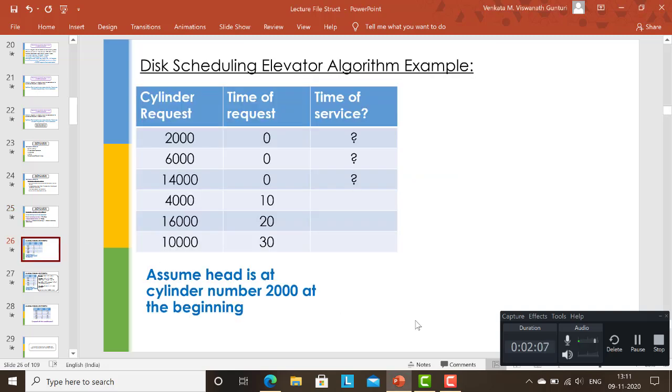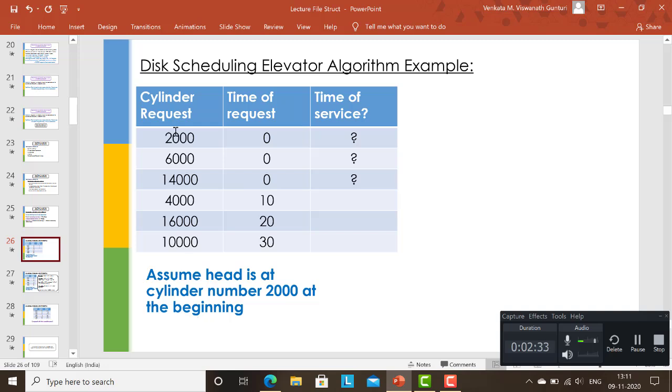So let's say that you have these cylinder requests which are sort of queuing in, right? So this is a queue. That means that first this cylinder request came, then this came, then this came, then this came, and so on, right? And then as and when the cylinder requests come, they keep adding, right?